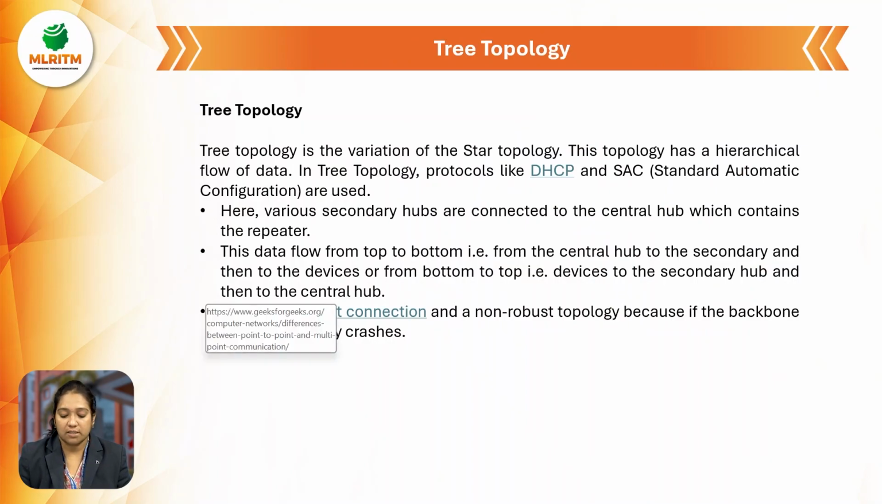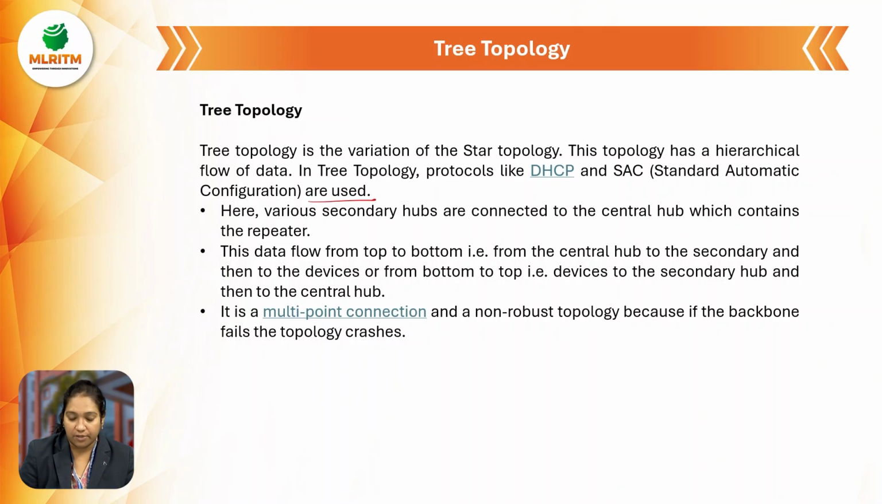Next one, tree topology. Tree topology is a variation of the star topology. This topology has a hierarchical flow of data. In tree topology, protocols like DHCP and SAP, meaning standard automatic configurations, are used. Various secondary hubs are connected to the central hub, which contains the repeaters. It is a multiple point connection and a non-robust topology because if the backbone fails, the topology crashes.